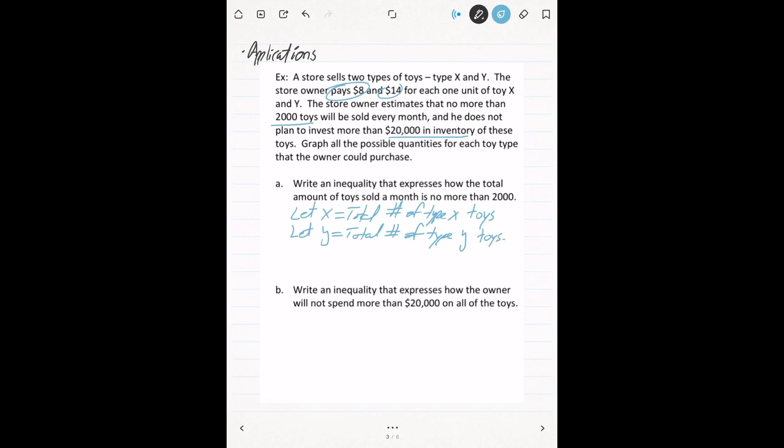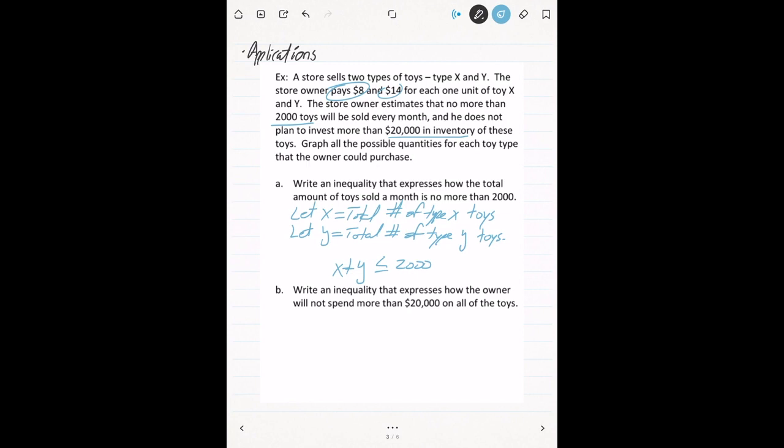Okay? So X represents how many of these first type of toys we have. Y represents how many of the other type of toys we have. We want to say that the amount of toys we have in store should not go above 2,000. So X plus Y, this is the total number of toys we have in the store. All of type X and all of type Y, that needs to be less than or equal to 2,000.